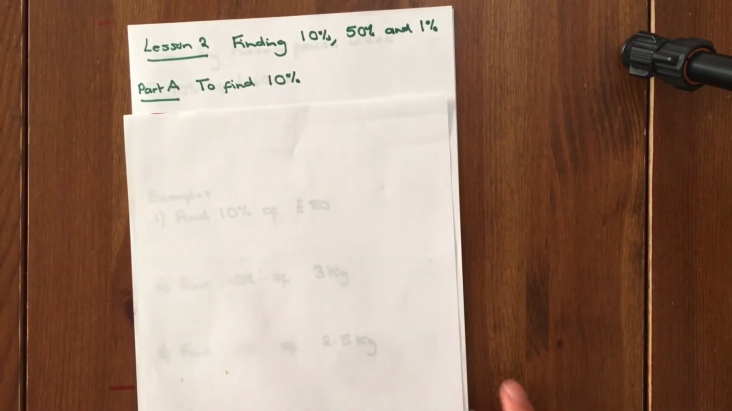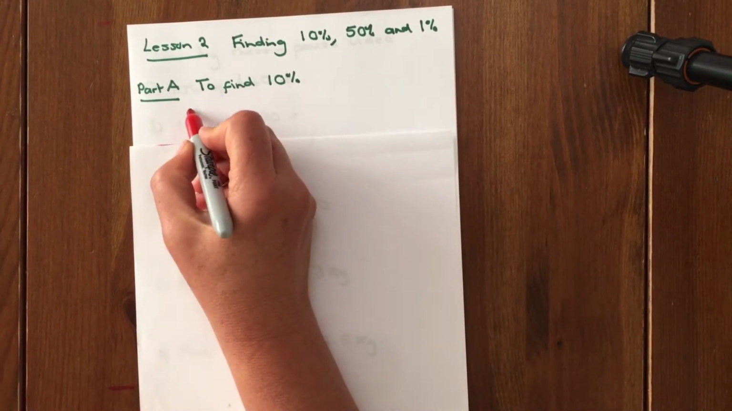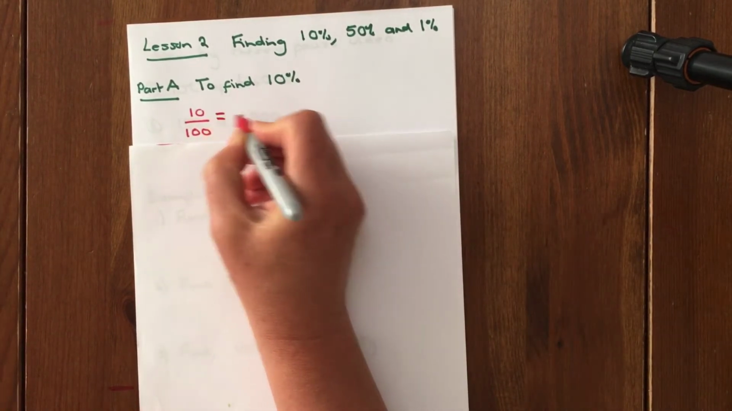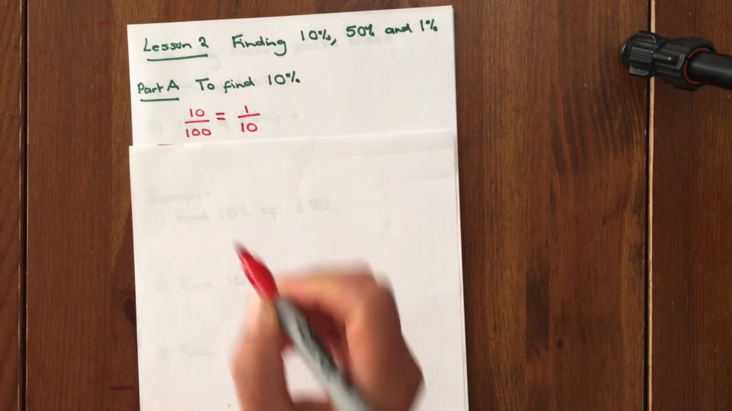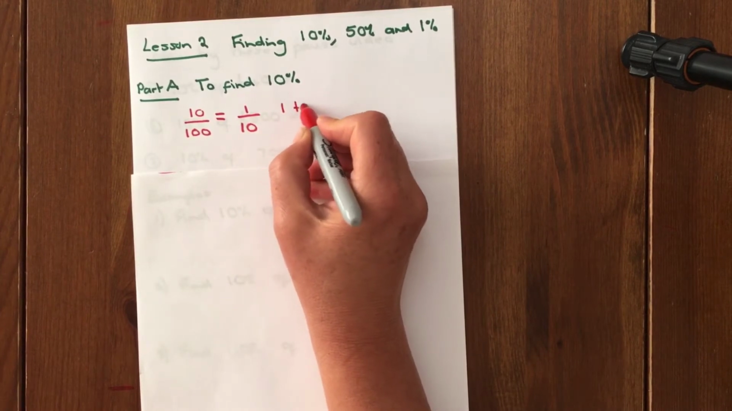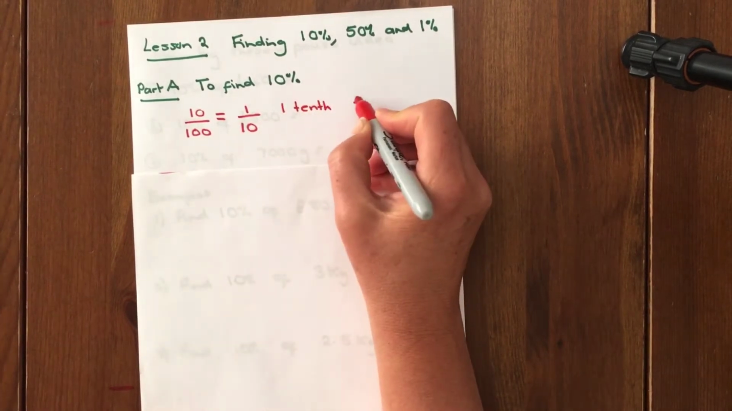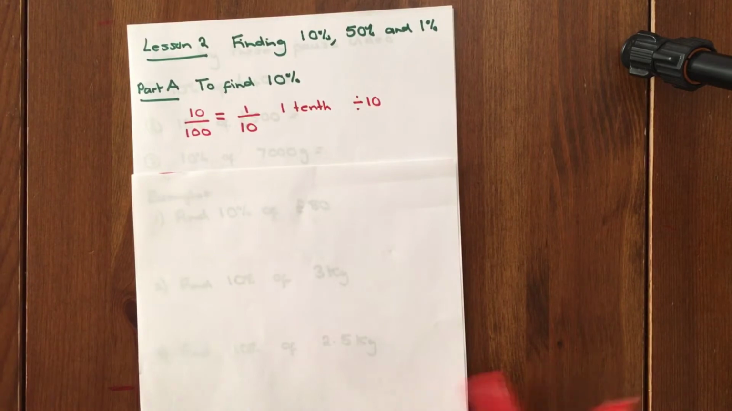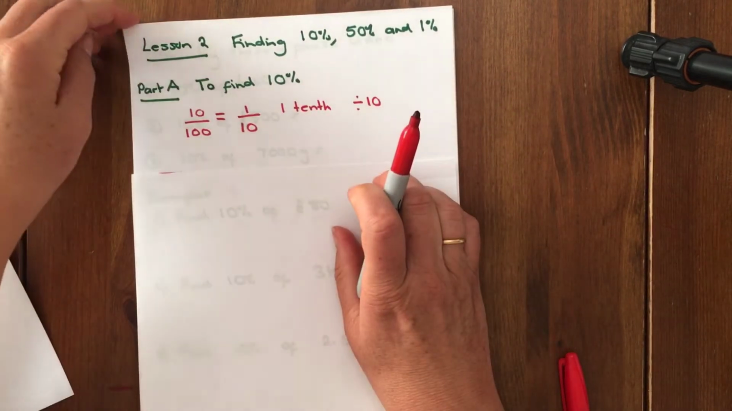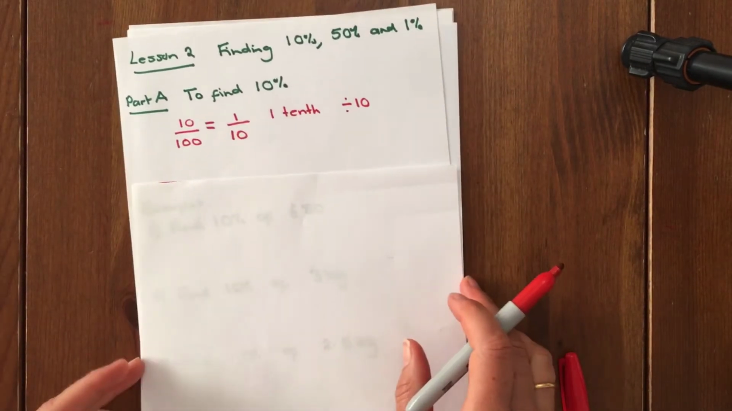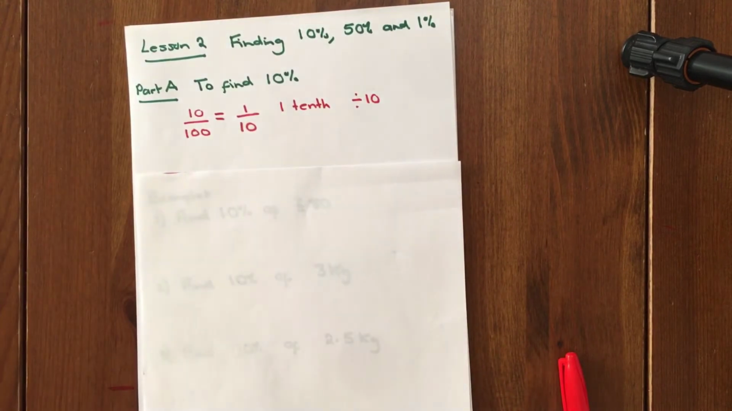Well, to find 10%, we know 10% is 10 out of 100, yeah? And if I simplify this fraction, dividing top and bottom by 10, I would get 1/10. And how do I find 1/10 of something? I divide by 10. So I want you to write this down. The key fact here: to find 10% of something, you divide by 10. Okay, to find 10%, you divide by 10.